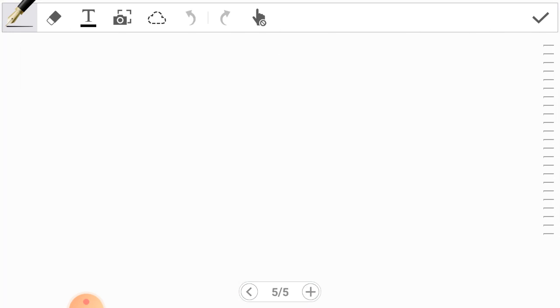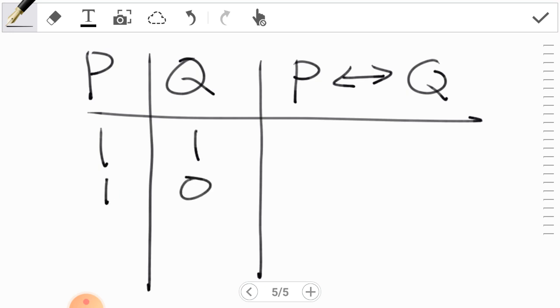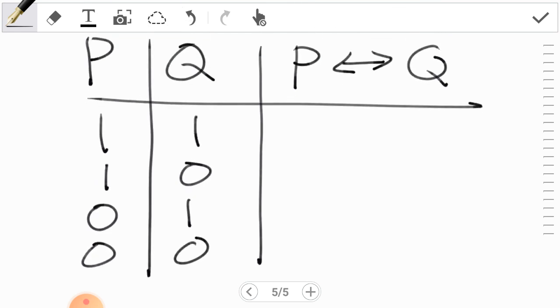The last connective that we have seen is the biconditional using two propositions. Then we have P if and only if Q, 1, 1, 1, 0, 0, 1, 0, 0. I have shown how the truth values of P if and only if Q were derived. And what are the values here? To remember this, if the entries for our propositions are the same, both are true, this must be true. If P and Q are both false, this would still be true.